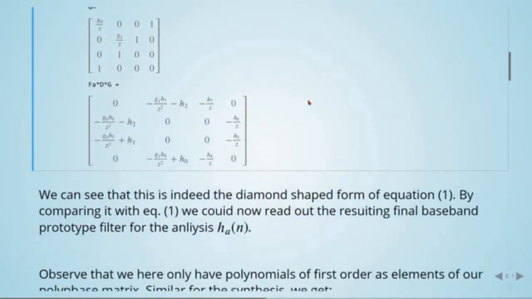And we can see that this is indeed the diamond-shaped form of equation 1. But when we compare it with equation 1, we could now read out the resulting final baseband prototype filter for the analysis H of A.